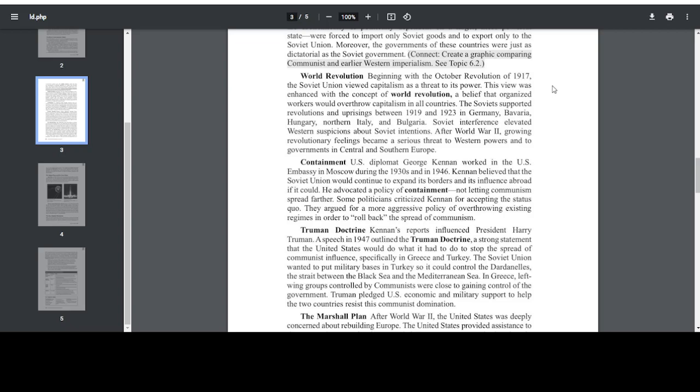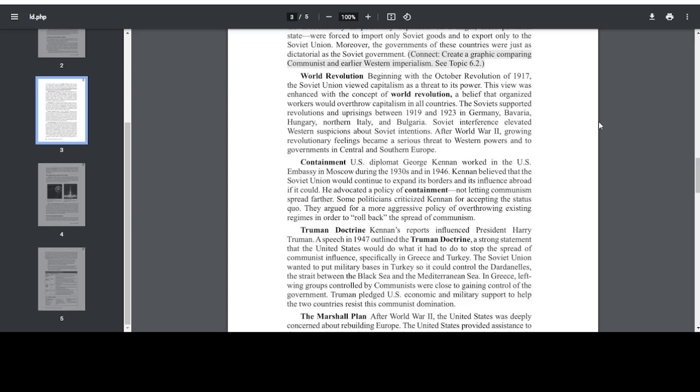Beginning with the October Revolution of 1917, the Soviet Union viewed capitalism as a threat to its power. This view was enhanced with the concept of world revolution, a belief that organized workers would overthrow capitalism in all countries. The Soviets supported revolutions and uprisings between 1919 and 1923 in Germany, Bavaria, Hungary, northern Italy, and Bulgaria. Soviet interference elevated the Western suspicions about Soviet intentions after World War II. Growing revolutionary feelings became a serious threat to Western powers and to governments in Central and Southern Europe.